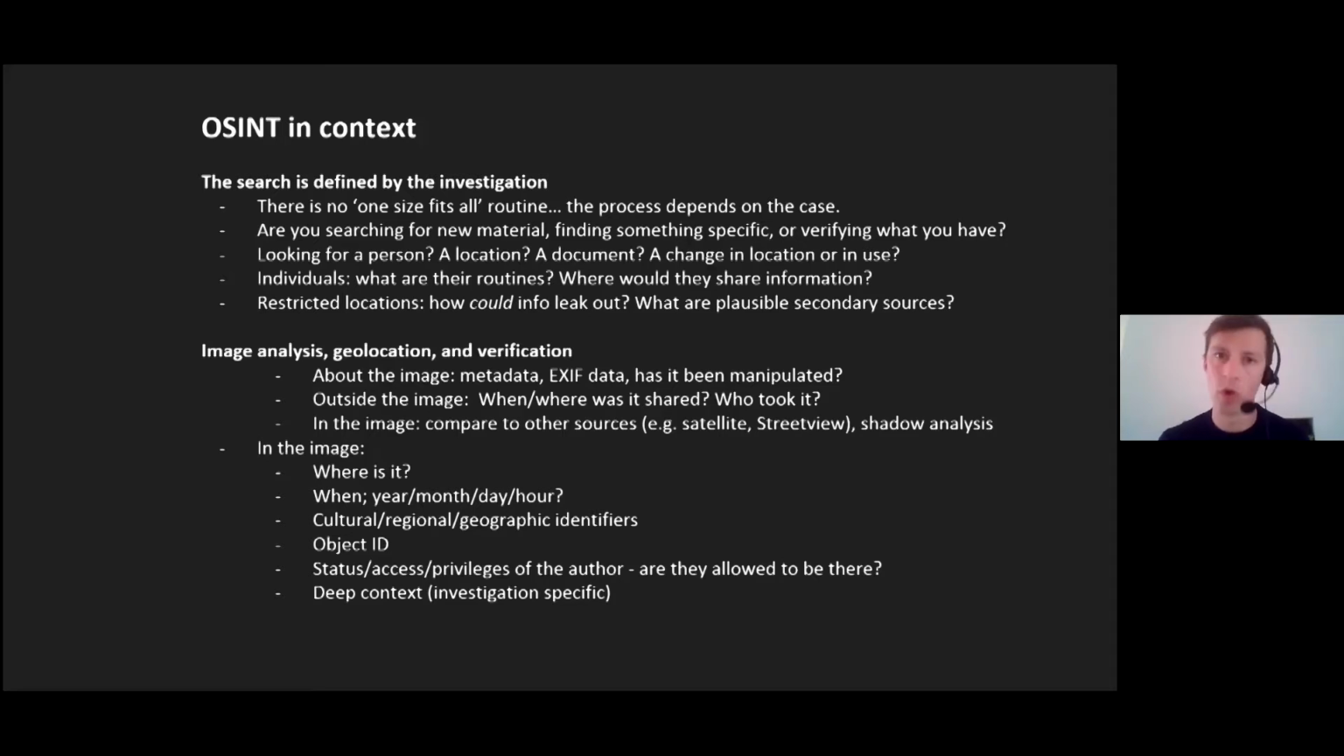You think about the author of the image as well, the status and access and privileges that that author has. Are they allowed to be there? Is a video being taken in a stable manner, or is it quite shakily taken? That might tell you something about the behavior of the author of that material. And of course, there will be more deep context, which is quite investigation specific, and we'll have an opportunity to think about some of that stuff in our research exercise.